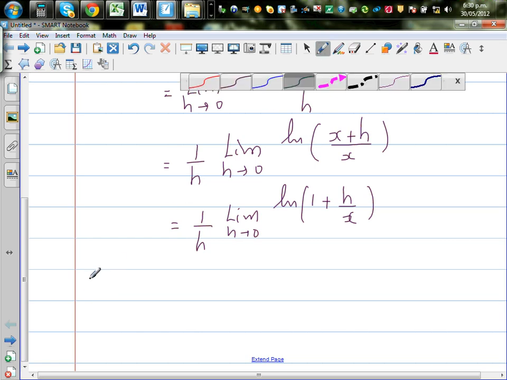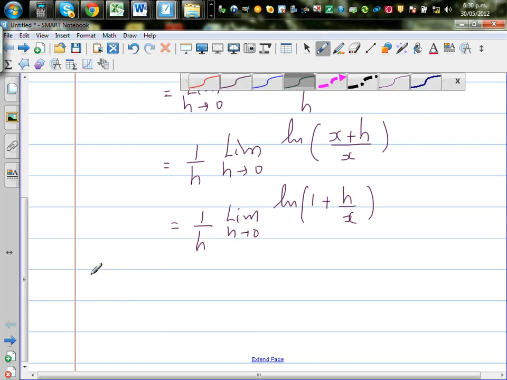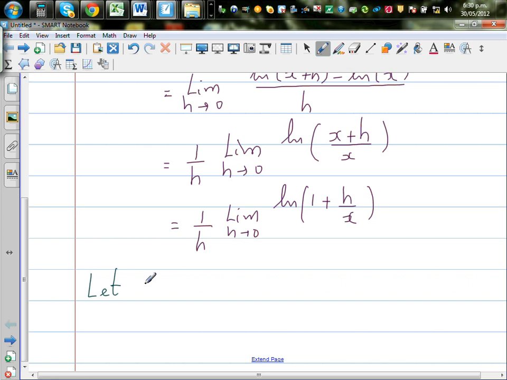Okay, so we're going to substitute like this. Let v be equal to h over x, which implies, when h approaches 0, I want you to think what happens. When h is becoming smaller and smaller, this whole quantity is going to be approaching 0. So v is approaching 0. So it is equivalent to say that when h is approaching 0, v is approaching 0.